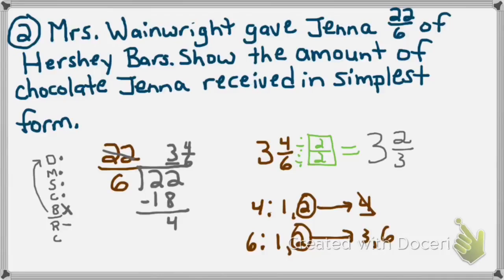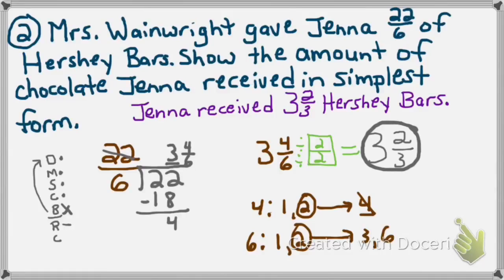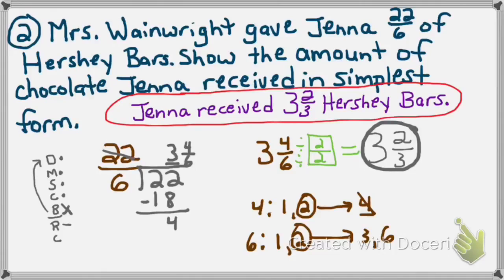How do I know that this answer is actually done? Well, look at my fraction. They're not both even, and that's good. And look, they're in counting order, 2, 3. When they're in counting order, they're only one away from each other, so they're done. This was a word problem. It said, show the amount of chocolate Jenna received in simplest form. I know my answer is 3 and 2/3 in simplest form. So my final answer is Jenna received 3 and 2/3 Hershey bars.